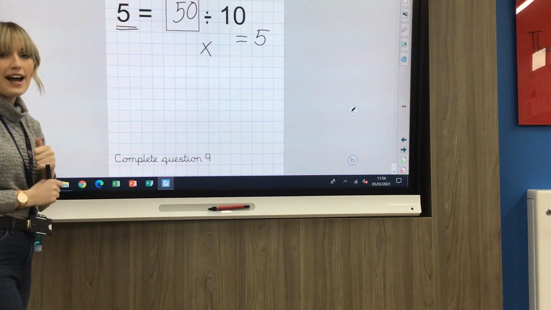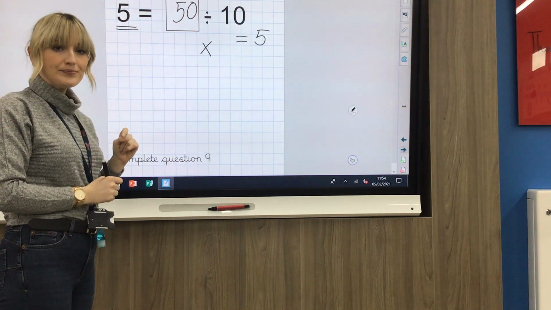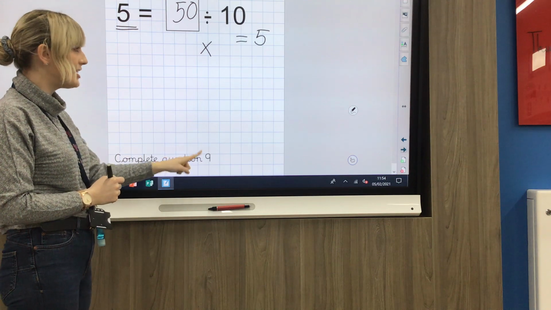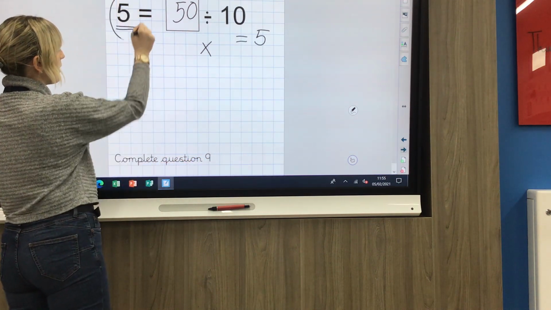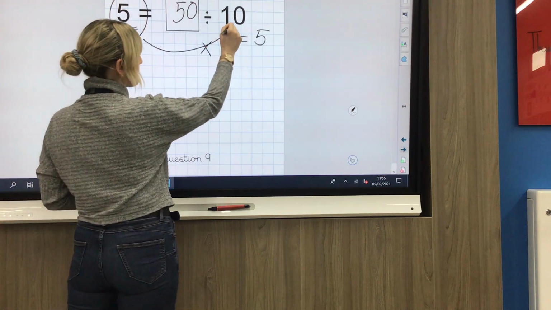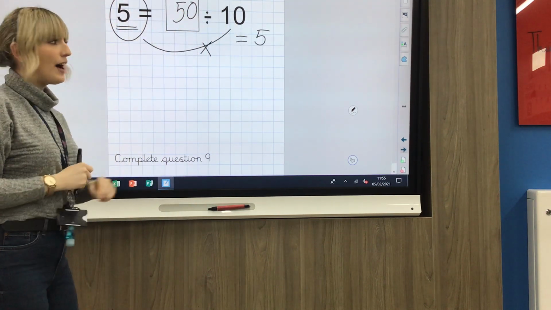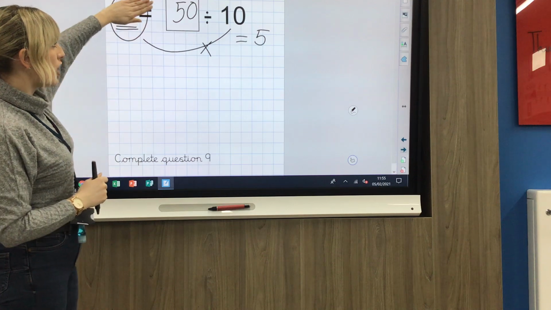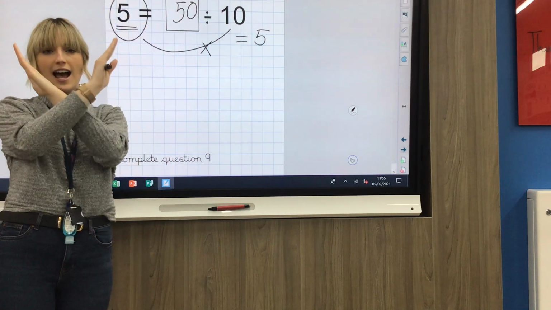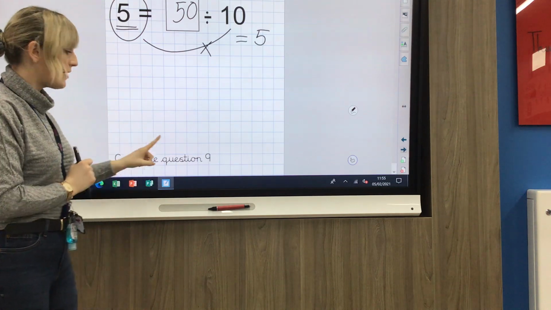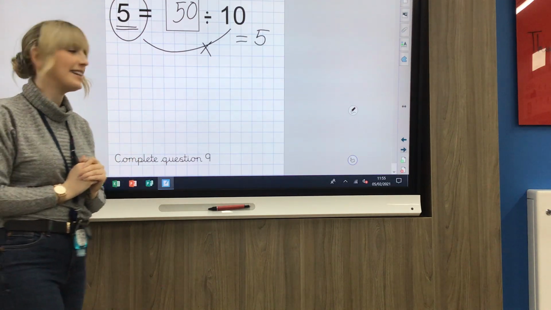Yeah, the answer's 5. So remember, when you're solving question 9, you've got to times the number at the beginning by this number to find out what number you start with in your division number sentence. So you need to do the inverse, which is times. Pause the video now to complete question 9.